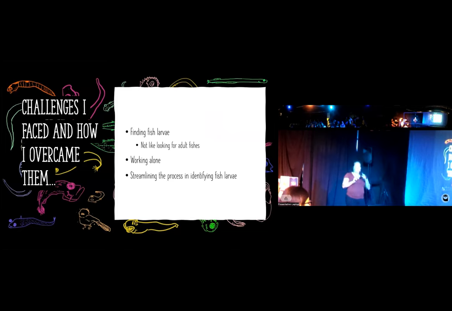But I don't want to talk about any of that. I'm going to talk about the process that it took to get there. There were a few challenges, like finding fish larvae, working alone, and then streamlining the process so that we could easily identify fish larvae fairly quickly.